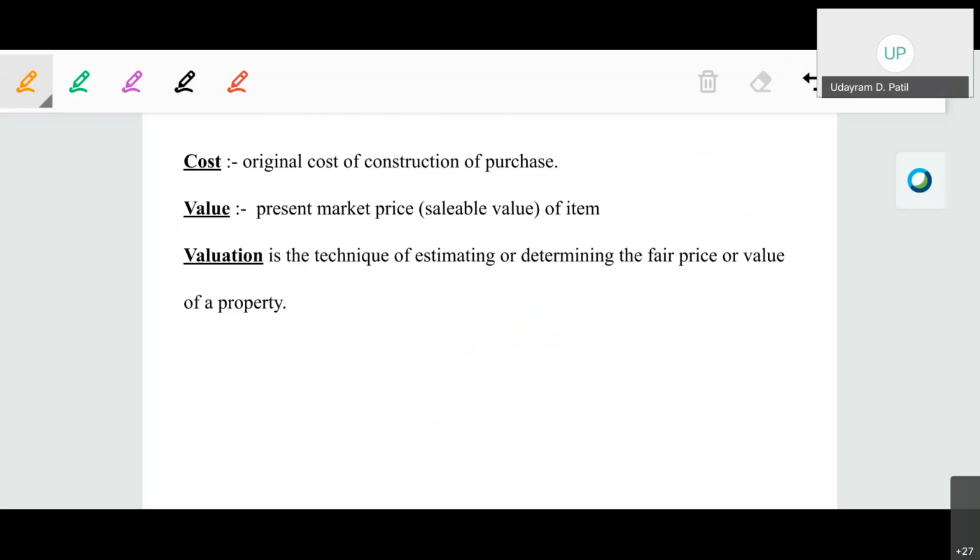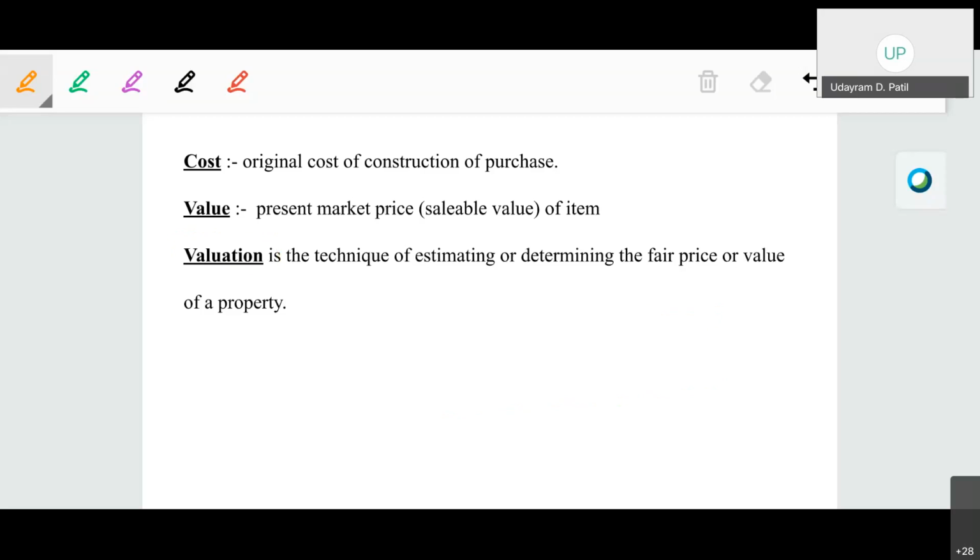Okay, in my particular area, what are the local rates for the construction of the building, or what are the local rates for the plot area? So I have to assess that particular market, and from that assessment I'm going to calculate the value of that particular building, whatever building I have constructed. That procedure is known as the valuation of the building.